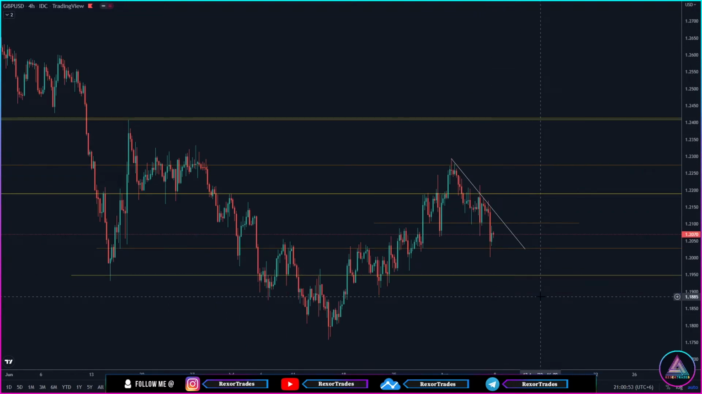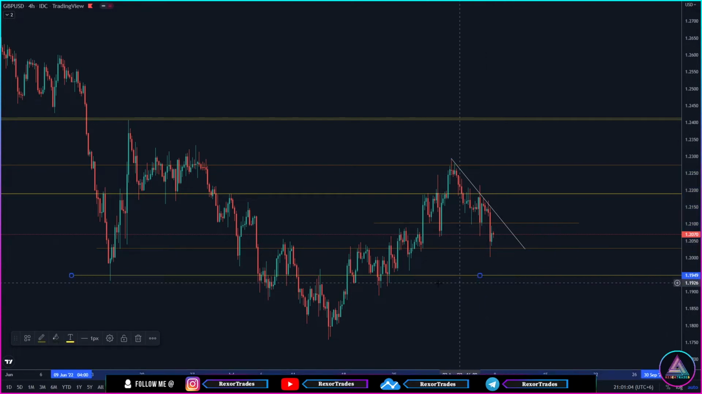So if GBPUSD in the upcoming week or a week from that continues to respect this downtrend line and continues to push down by breaking below this previous low with further bearish momentum, then it might come all the way down to make a retest on this key zone over here.